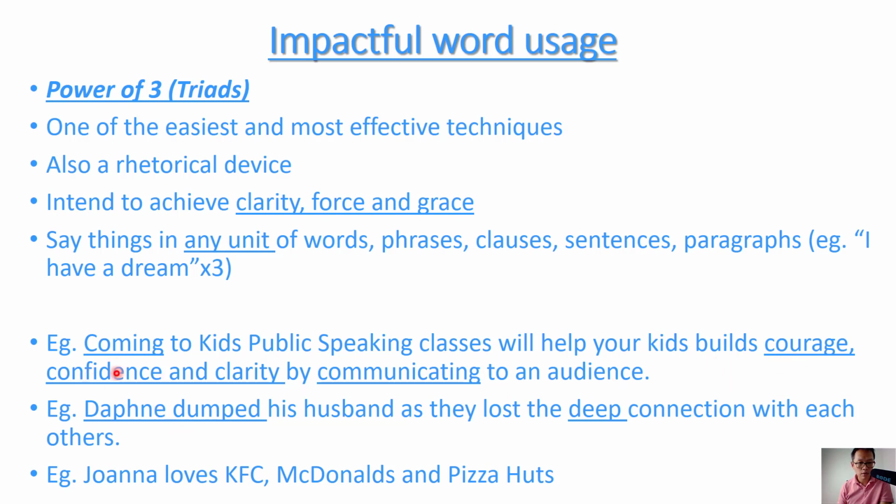"Courage, clarity, communicating" is alliteration. "Courage, confidence, and clarity" is a triad. "Daphne Dumb" is an alliteration. His husband, as they lost the deep connection. "Daphne Dumb, deep connection" is an alliteration. Okay. Joanna loves KFC, McDonald's, Pizza Hut. Right? KFC, McDonald's, and Pizza Hut is a power of 3.